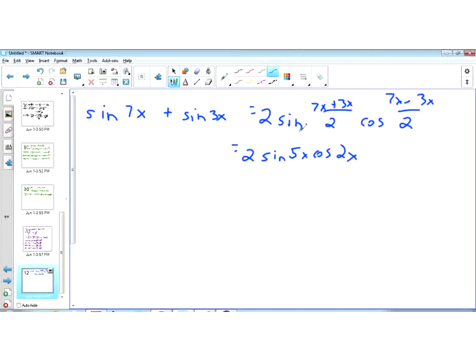Now, WebAssign will of course have problems that will require you to use each of the formulae of the sum of cosines, the sum of sines, and so forth. Okay, so be prepared for that.